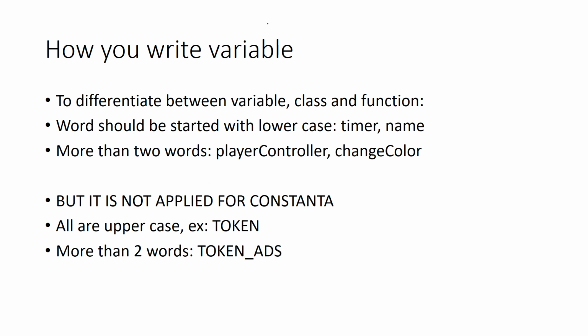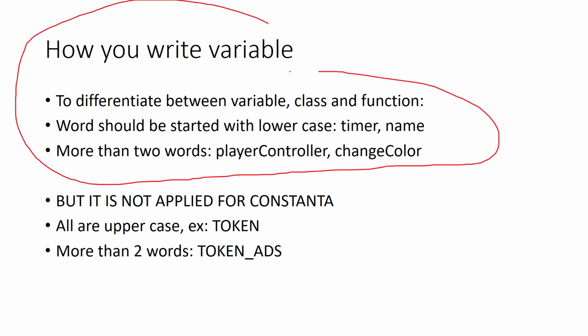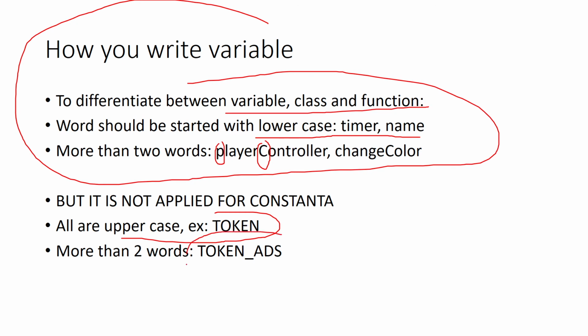How do you write a variable? To differentiate between variable, class, and function, you have to start with lowercase. For example, timer, name. For more than two words like this, lowercase first then uppercase: player controller, or change color. It's actually up to you. You can also make uppercase, uppercase, as long as it has uppercase and lowercase. But it does not apply to constants, guys. All are uppercase, for example TOKEN, or if it's more than two words, it has an underscore, which is TOKEN underscore ADS.